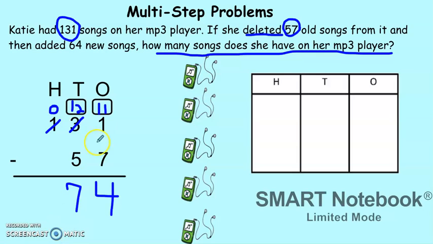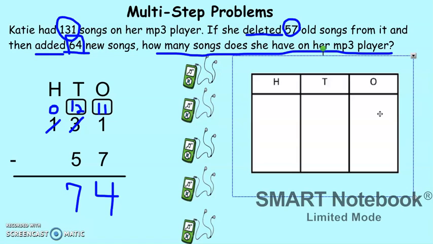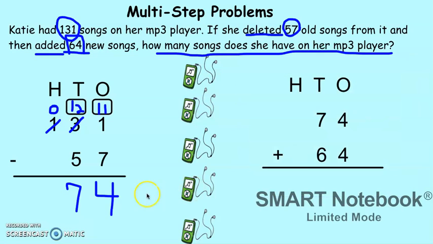We are not. It says she then added 64 new songs. So if she added 64 new songs, what do you think we'll have to do with the next part of our problem? If you said add, you are correct. We're going to take our difference and we're going to add the 64 new songs to our problem.